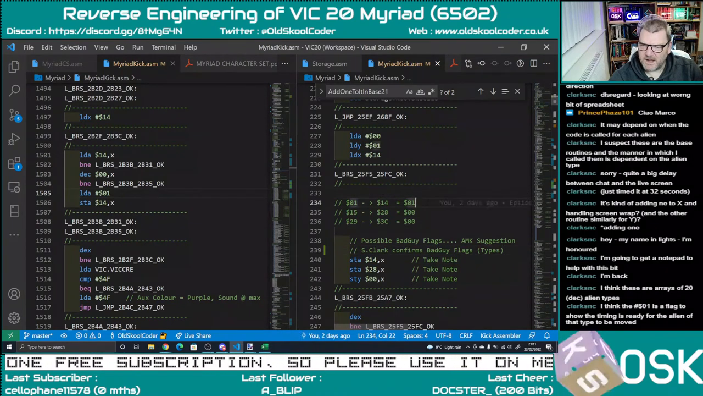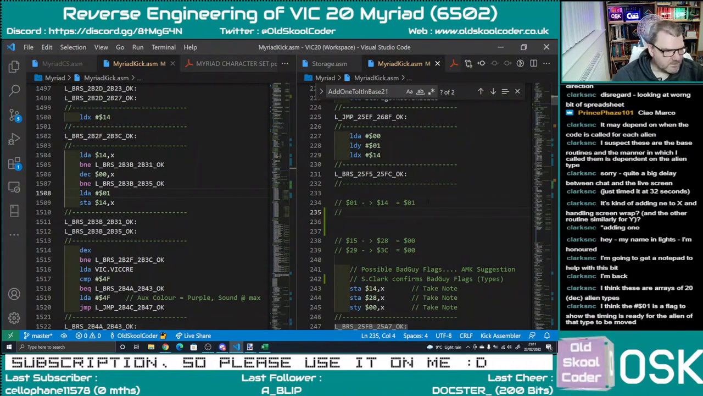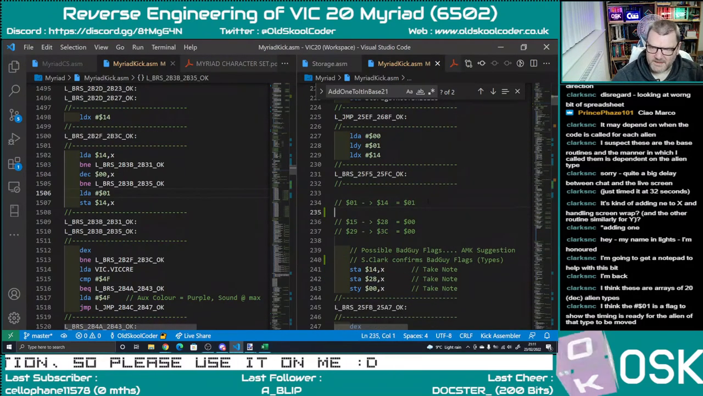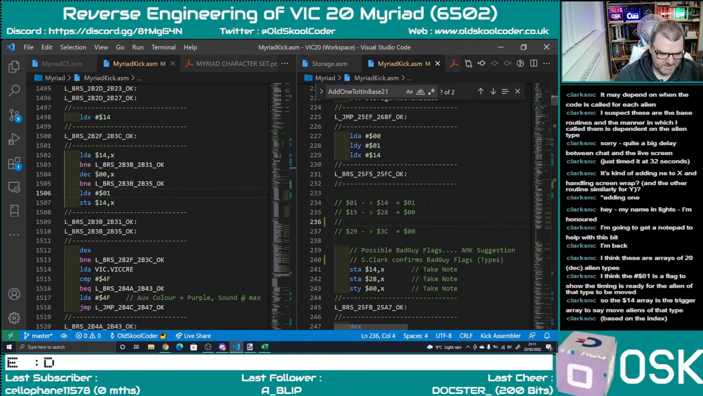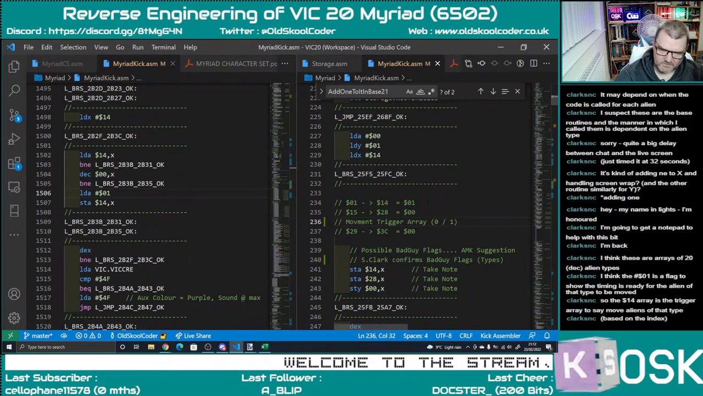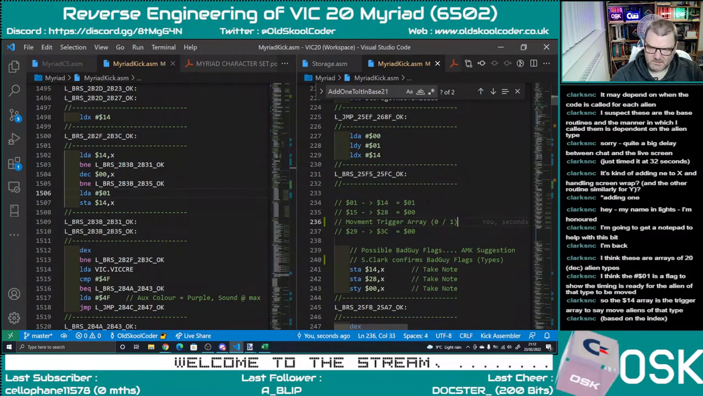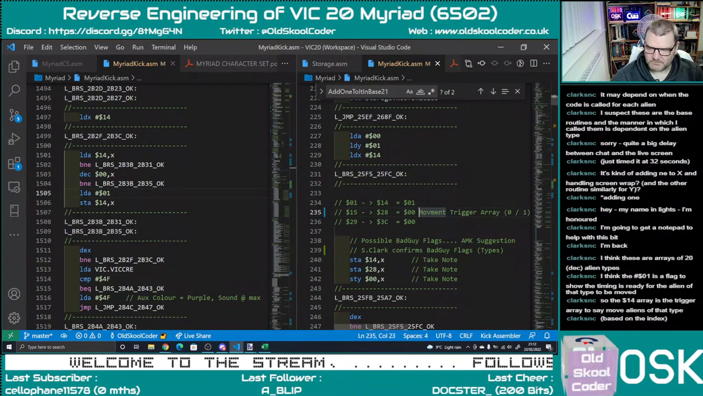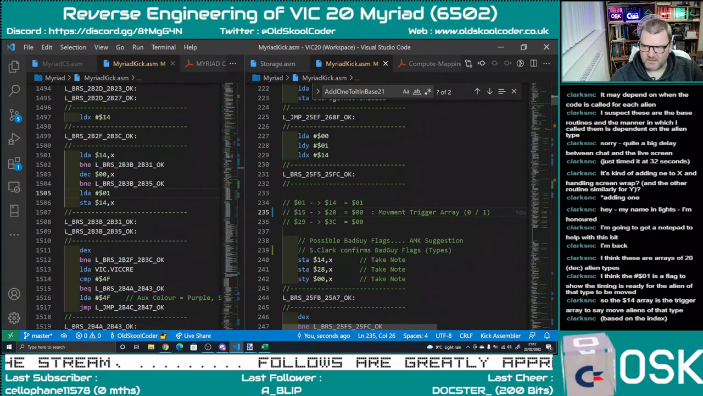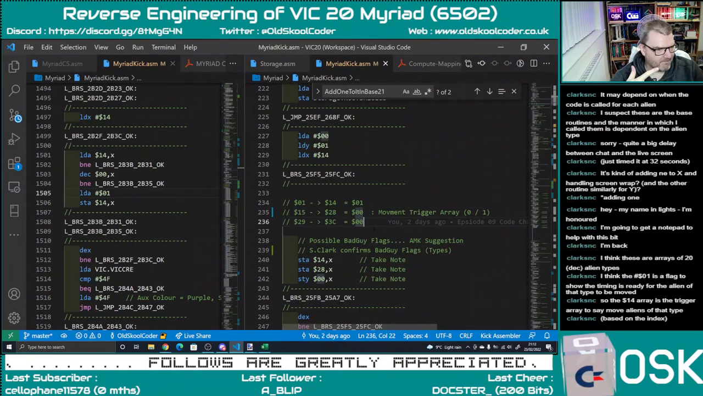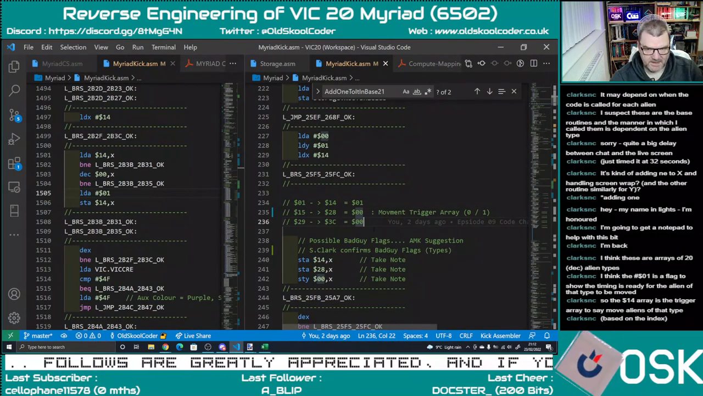So you're saying this one is the movement trigger array. So it's either 0 or 1. In fact, we'll put that there. So you're saying that's the movement trigger array, and it's for the types, based on the X index.